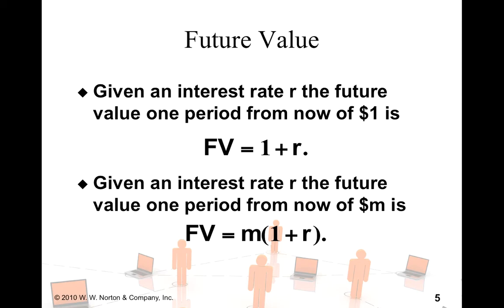Now, this is true for a dollar. It would be true for any given amount, which we call M. It could be $100. It could be $200. Future value at the rate of R would be given to you in a two-period model by M times 1 plus R.